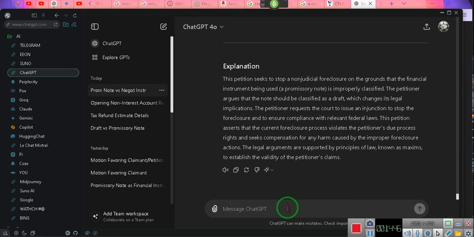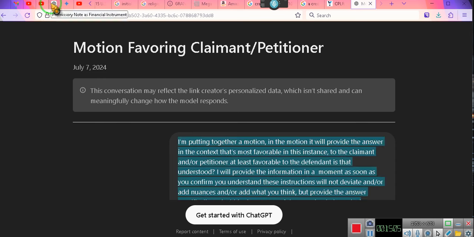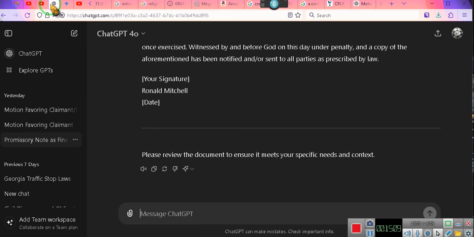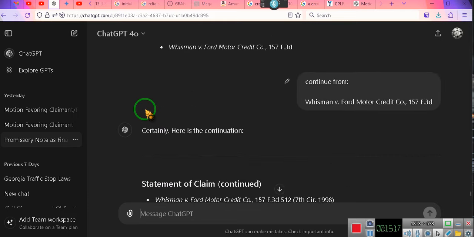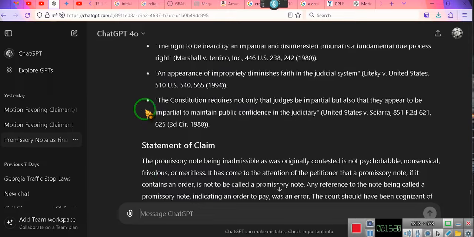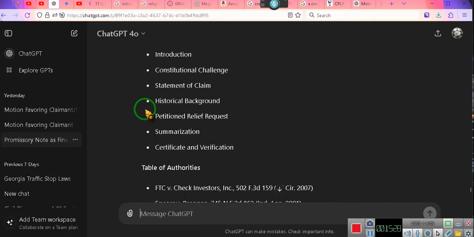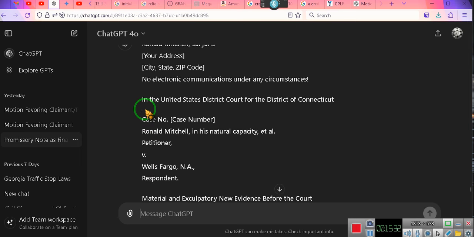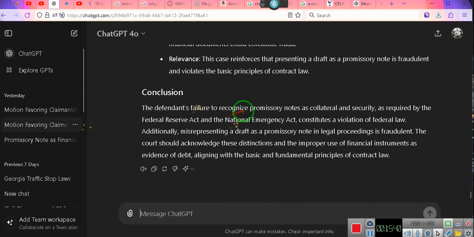Wake up. What about my redress petition? Stop listening. Ladies and gentlemen, I need to know which one it is. Is it this one? Give me 1 second. Need to make sure of the right one. Let's make sure what this one is. Statement of claim, constitutional challenge, injunction, jurisdiction. Which one? Material evidence. Material exculpatory new evidence, the court. Oh, that's for someone else. So I think it's this one right here. This is the one. Okay.